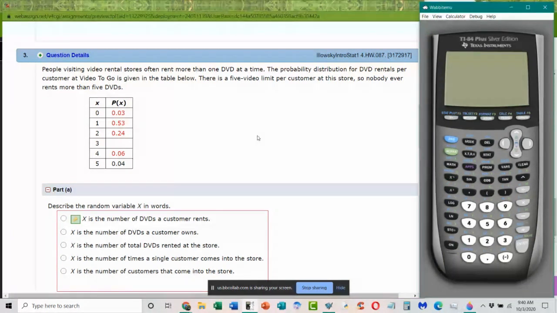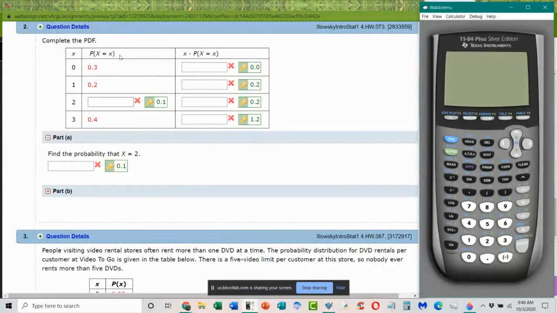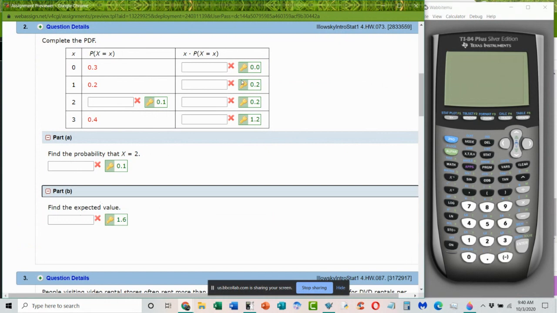But so anyway, you can have more than one thing, but they still have to add up to one. Probabilities have to add up to one. So that's really all this is. And then they're asking you to multiply these two things together, so I'm not even going to bother doing that. And then what is the expected value? The expected value is just the sum of these x times p of x's.